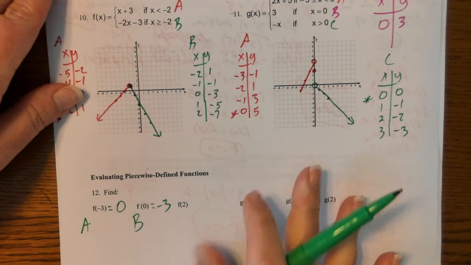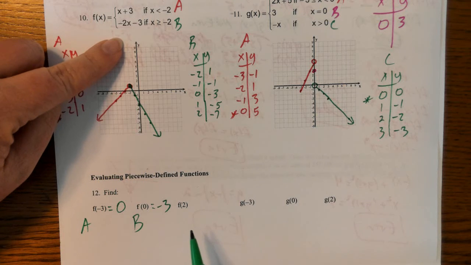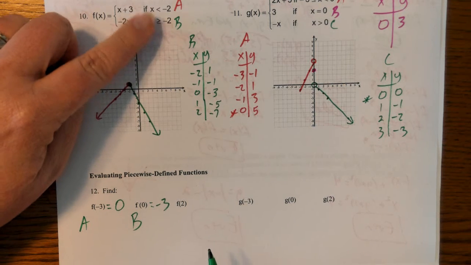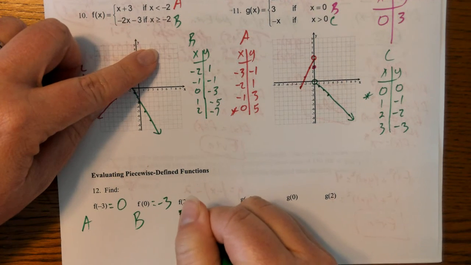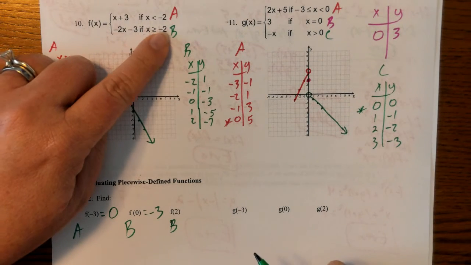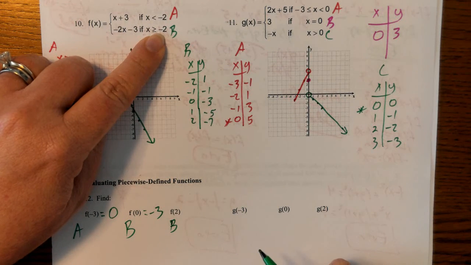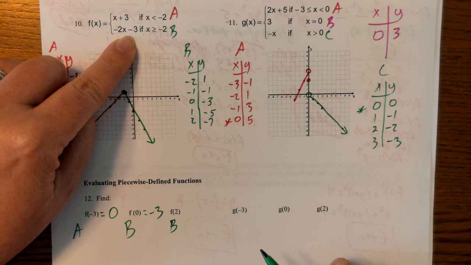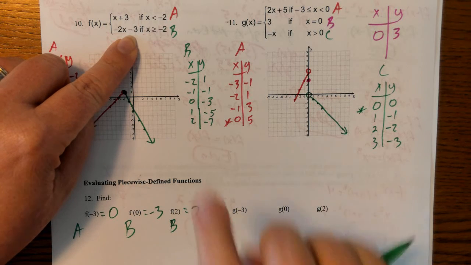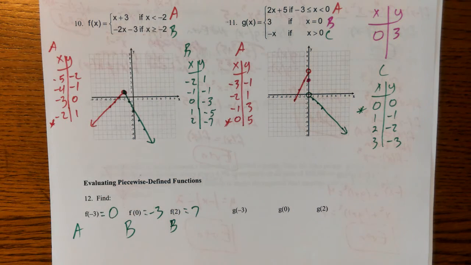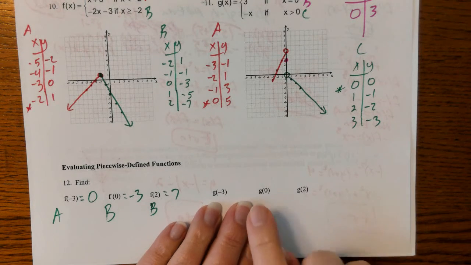F of 2. Again, we're using the f function, and we're plugging in 2. We just need to decide if it's part A or B. It's going to be part B because 2 is in the greater than or equal to negative 2 part. Negative 2 times 2 is negative 4, minus 3 is negative 7. The point (2, negative 7) was on our table there. Okay? All right, then they have us transition over to G.